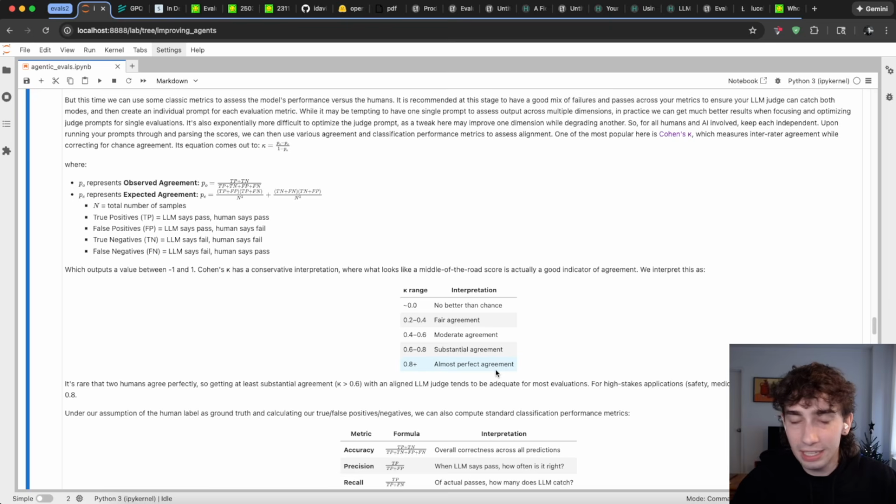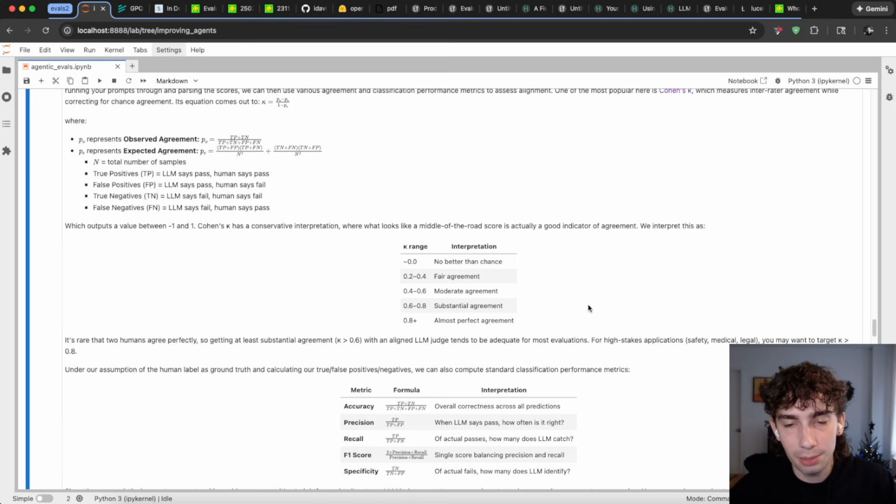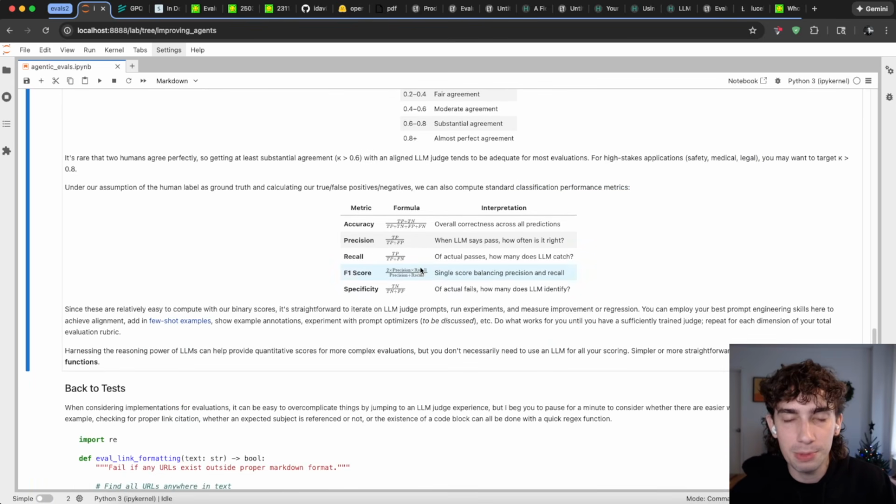It's rare that even if you do have multiple annotators, that they will all directly agree with each other on these. So having something that's a little bit like 0.6 to 0.8 in the Cohen's kappa coefficient represents substantial agreement and is usually good enough for our alignment. On top of our Cohen's kappa, we can of course also just use standard classification performance metrics like accuracy, precision, recall, F1 score, specificity, etc.